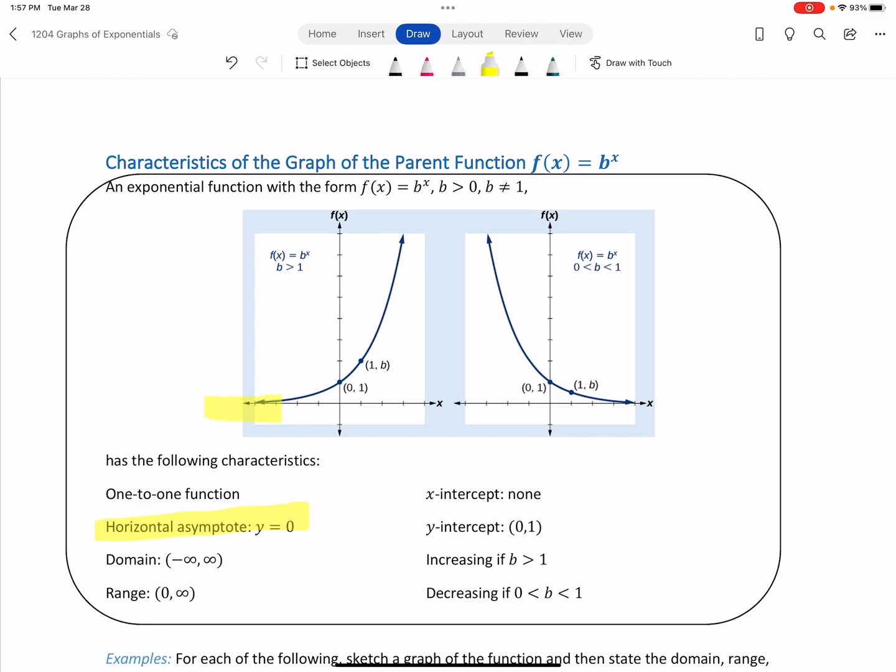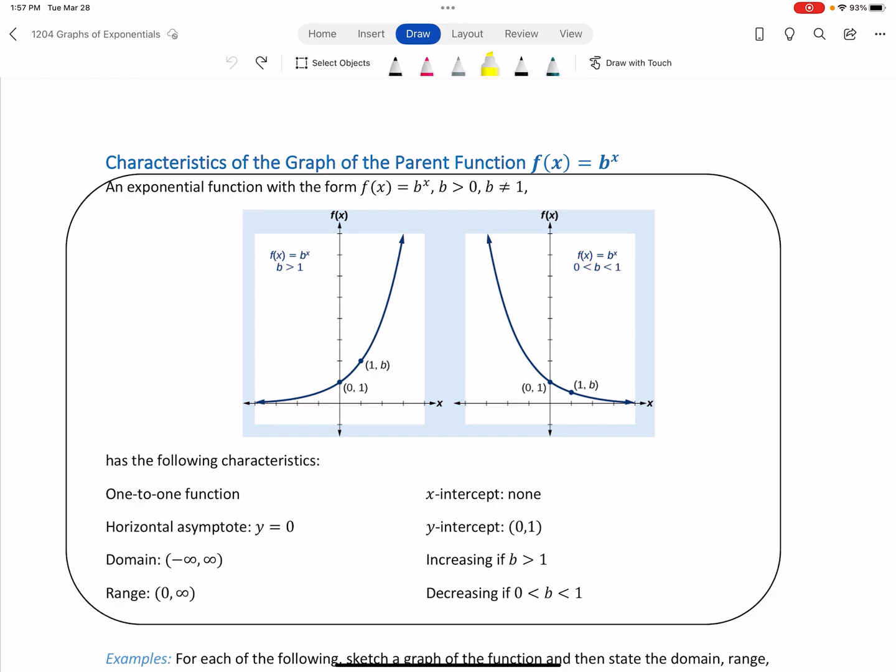So what you'll notice is that the graph gets really close to the x-axis, that line y equals 0, but it never touches it, okay? So that's what comes about with this. There are no x-intercepts there. So the graph gets really close to the x-axis but never touches it, so there's a horizontal asymptote there.